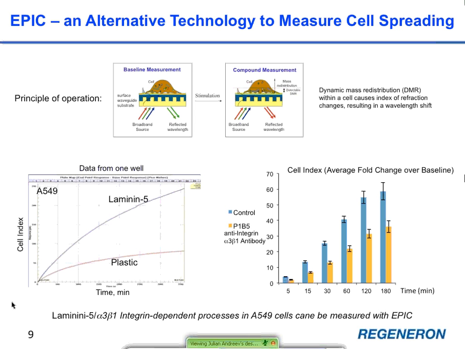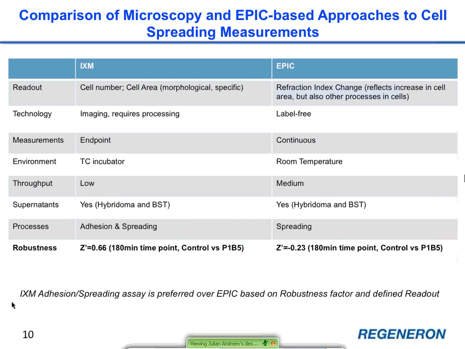Let's now compare the two technologies. In this table, we compare the microscopy-based approach with EPIC. With IXM, the results are cell number and cell area. In EPIC, the result is a little bit more obscure. It's a refraction index change, which measures quite a few things. The IXM technology is imaging and requires processing, and EPIC is label-free. EPIC is a continuous measurement method, which is an advantage.